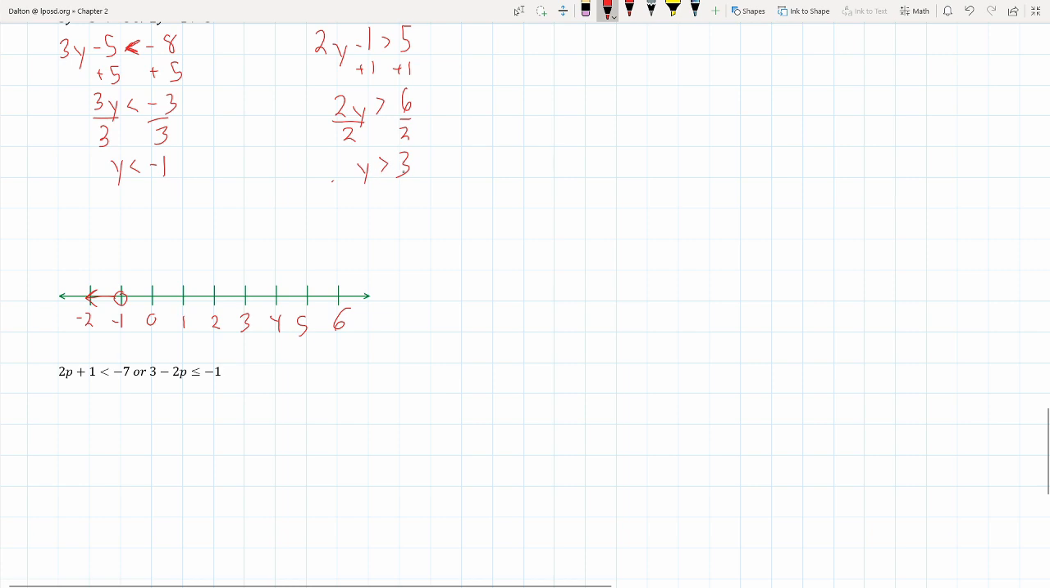Now I have y is greater than 3. So I know I'm at 3. It's not filled in because there's no equal to sign. What's a number that's greater than 3? Well, 4 is. So you'll notice these ones actually never meet up.